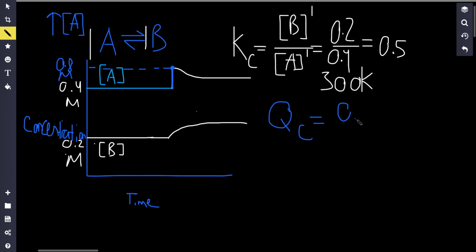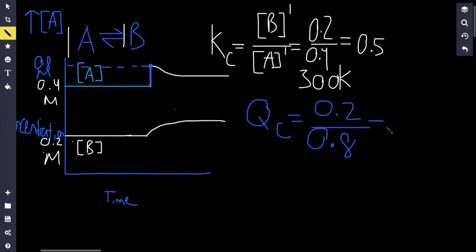So if I write out the reaction quotient, it's the same expression as the equilibrium constant. It's going to be the concentration of B divided by the concentration of A. So in this case, the concentration of B is 0.2, and the concentration of A is going to be 0.8. 0.2 divided by 0.8 gives me 1/4, or 0.25.